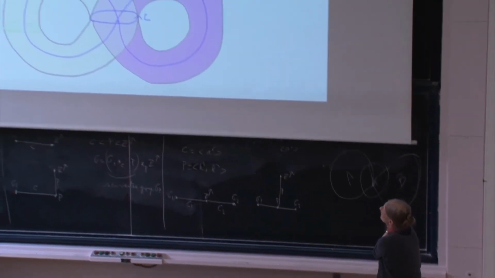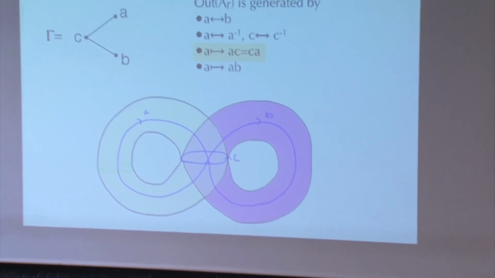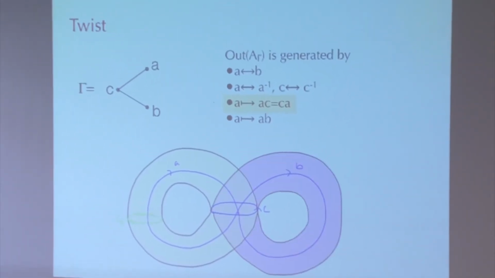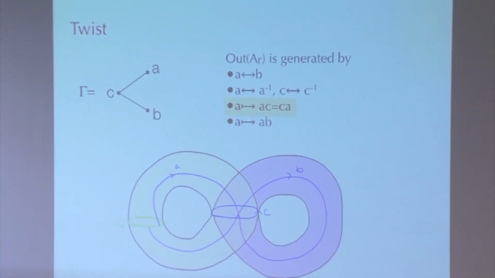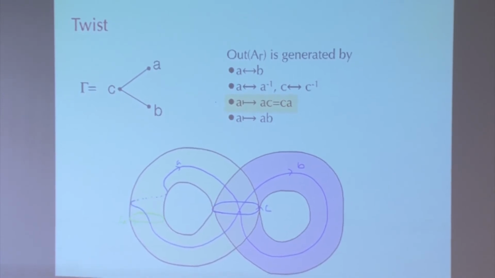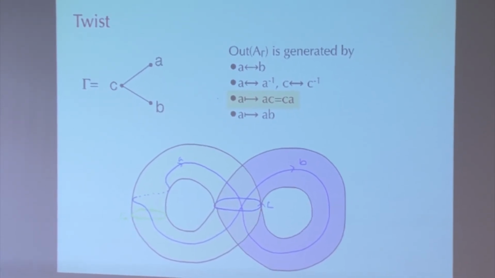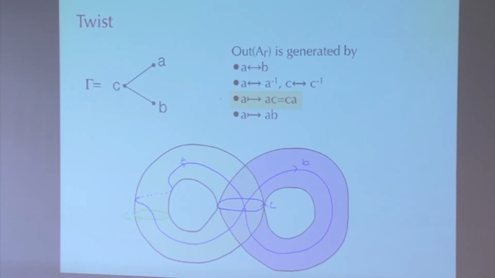But if I want to do A goes to A times C, then what do I do? I twist A around C. Okay, so this is exactly the picture we saw in the lattice, right? We have something twisting around. So that's why it's called a twist, because it twists.